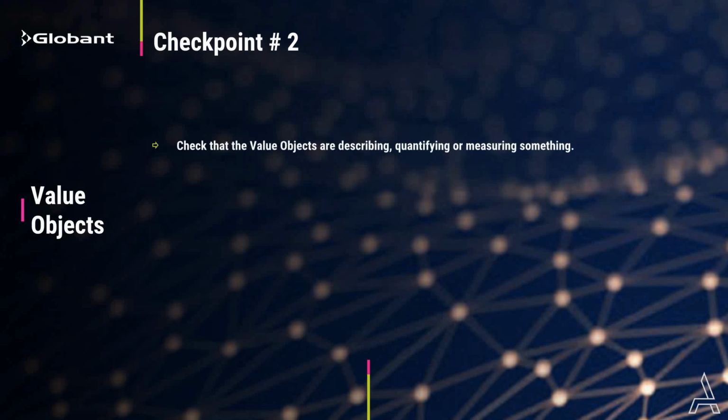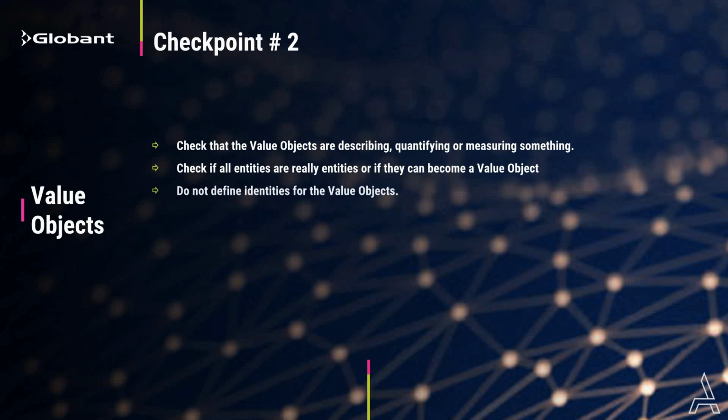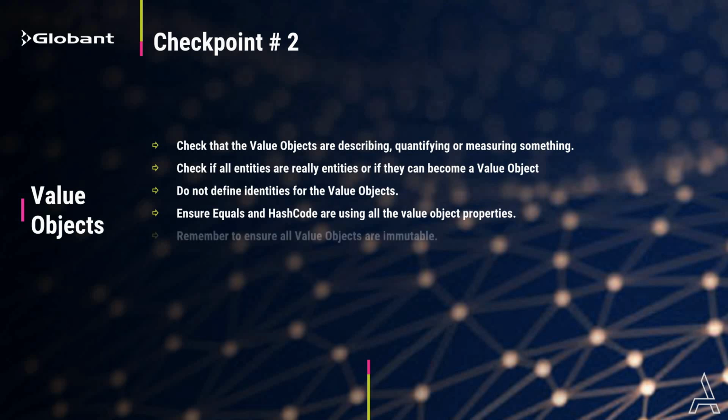Check that the value objects are describing, quantifying, or measuring something. Ensure that all the entities are really entities, or if they can become a value object. Do not define identities for the value objects. Ensure you are overriding equals and hashCode methods using all the properties in the value object. Remember that all value objects should be immutable.